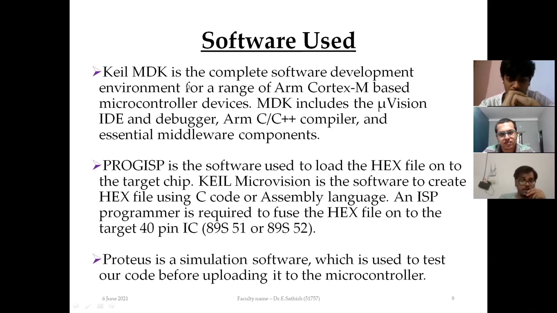Then secondly, we have the ProGISP. It is a software used to load the hex file onto the target chip, and Keil MicroVision is the software used to create hex file using C code or assembly language. An ISP programmer is required to fuse the hex file onto the target 40-pin IC, which is 89S51 or 89S52. And at last, we have Proteus, which is a simulation software which is used to test our code before uploading it to the microcontroller. So yeah, from here, Roshan, I should take over.